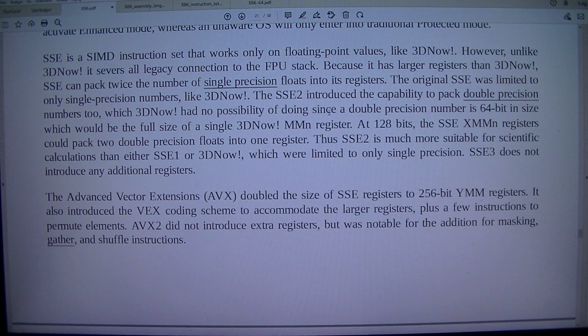SSE2 introduced the capability to pack double precision numbers too, which 3DNow had no possibility of doing, since a double precision number is 64 bits in size, which would be the full size of a single 3DNow MMn register. At 128 bits, the SSE XMMn register can pack two double precision floats into one register. Thus SSE2 is much more suitable for scientific calculations than either SSE1 or 3DNow, which were limited to only single precision. SSE3 does not introduce any additional registers.